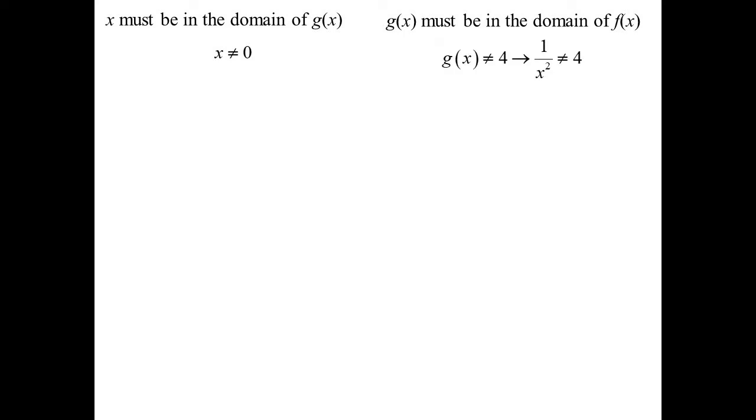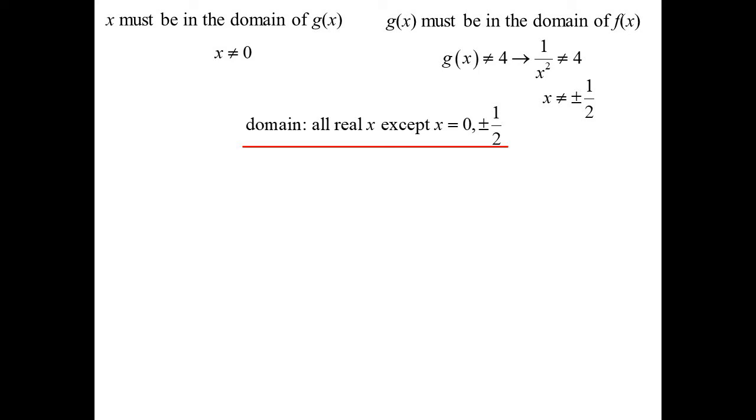So our rule was, x must be in the domain of g(x). Okay, well g(x), let's just go back there. Remember we said the domain of g(x) was all real numbers except 0. So we know x equals 0 is not in the domain of this function. g(x) must be in the domain of the function f. Well, we said f cannot equal 4. Therefore, 1 on x squared cannot equal 4. So x cannot equal plus or minus a half in this situation. So we have 3 exclusions from the domain, 0 and plus or minus a half.